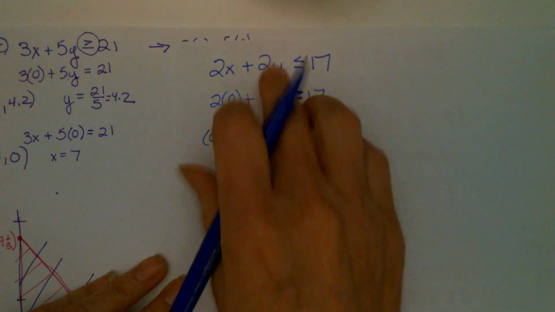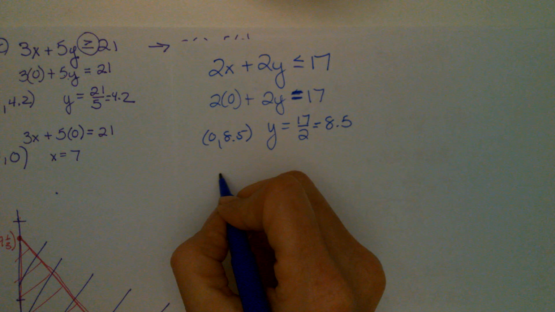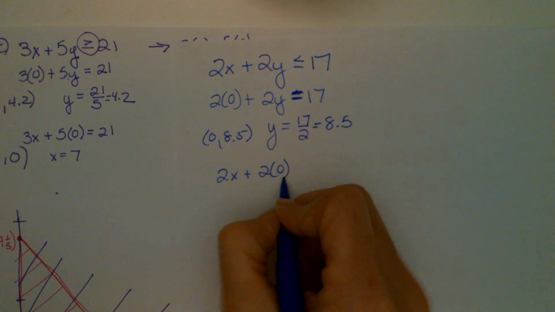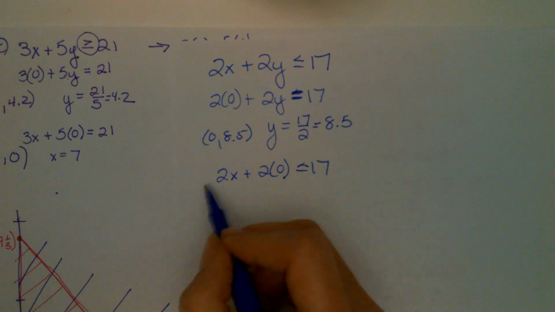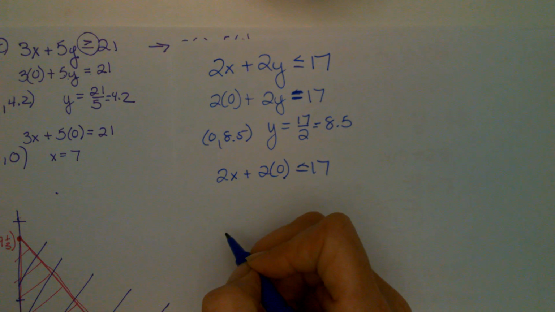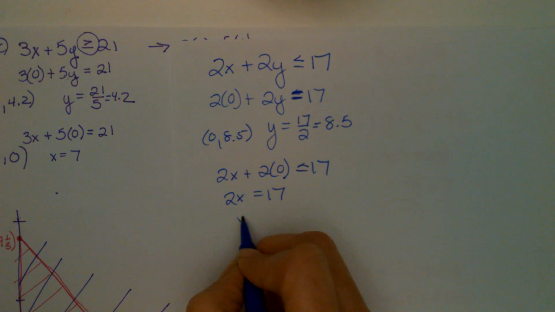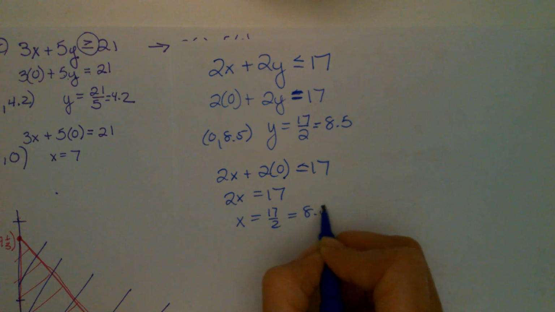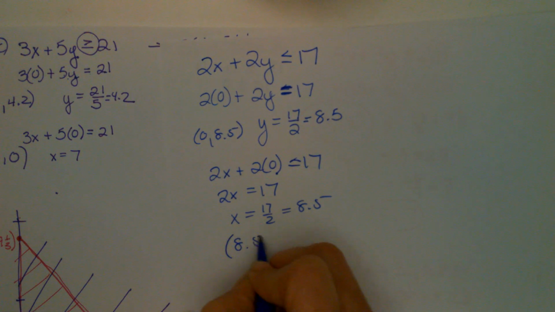And now I'm going to do the same thing, and it's actually just going to be flipped, but we'll go ahead and work through it. So I'm going to say 2x plus, now I'm going to make y equal to 0, is equal to 17. And now I get the same sort of thing, where 2x is equal to 17. So x is equal to 17 divided by 2, or 8.5. So now the new point is going to be 8.5, 0.